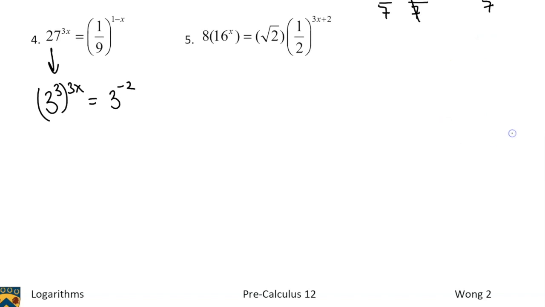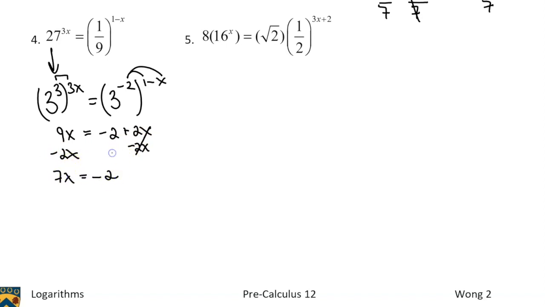So what we could say here is 3 to the -2 is being raised to the power of 1 minus x. They share the same base. We can multiply those exponents by each other, and we could say something like 9x, 3 times 3x, is equal to -2 plus 2x. And then we could subtract 2x onto the left side. 7x is equal to -2. So x would be equal to -2 over 7.